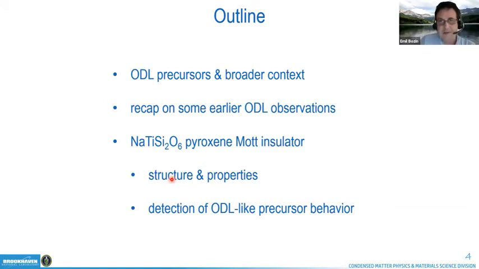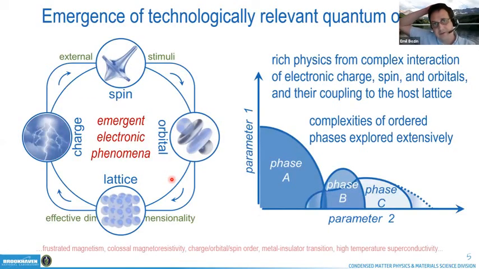I will show you the structure and properties and then demonstrate how we detected this ODL-like precursor behavior at high temperature. So to start in a sort of cliche way, the emergence of technologically relevant quantum orders and the associated rich physics in quantum materials originates from complex interaction of electronic degrees of freedom, charge, spin, and orbitals, and their interaction with the host lattice. And usually this results in some kind of complex phase diagram.